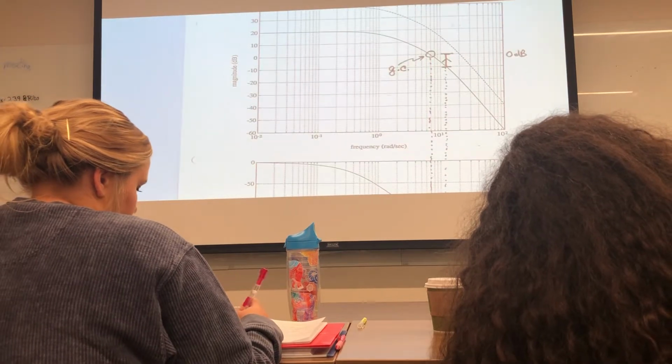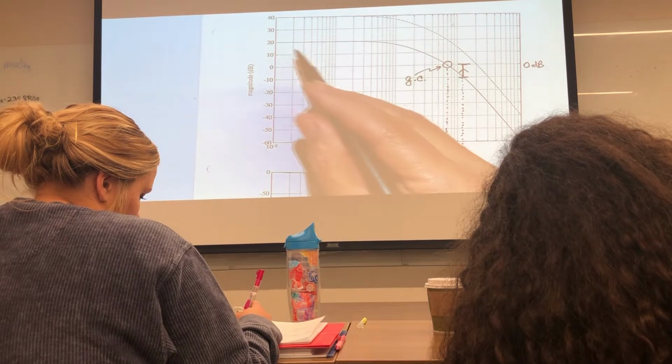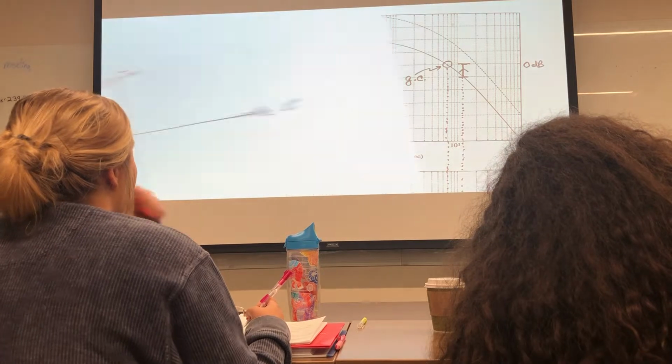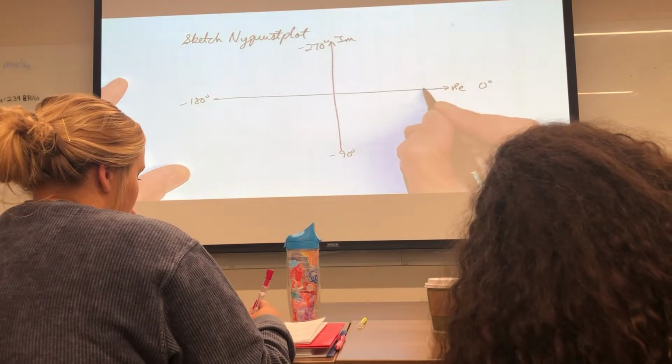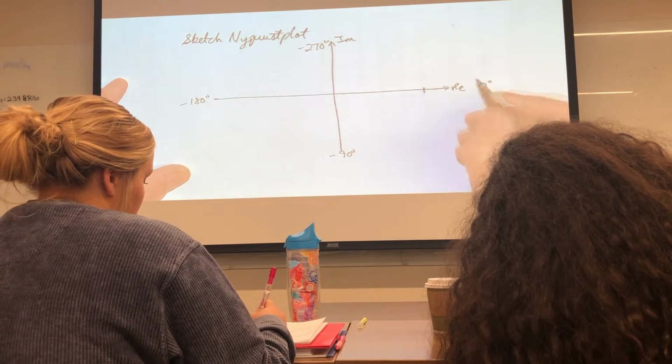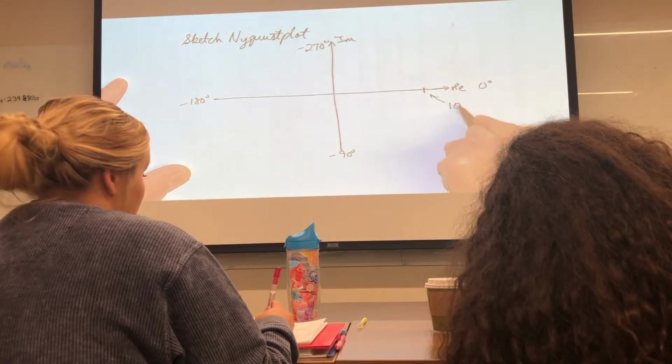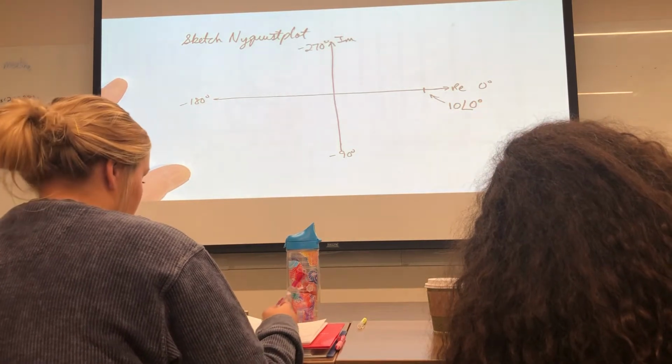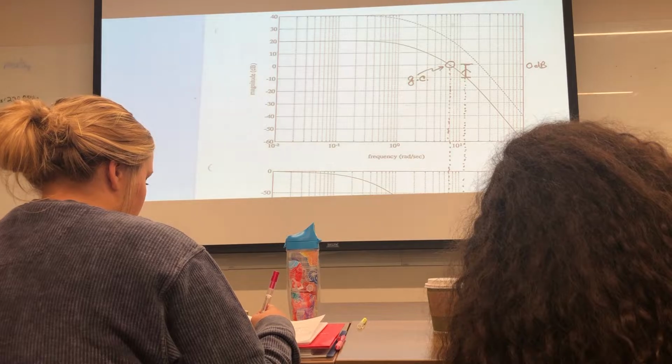Now, studying my plots, magnitude and phase, I see that at low frequency I have a gain of 20 dB at 0 degrees, and we say that that is equal to 10. This is 10 at an angle of 0 degrees. That's at low frequencies.